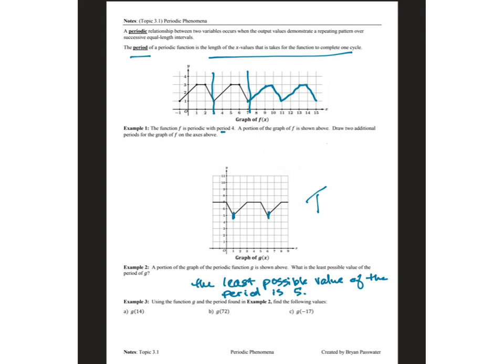Using the fact that it repeats every 5 counts, if I want to find g of 14 and I know g of 9, I could click out 5 times and I could see that's going to be back to g of 9. Can you agree with that? Or do you understand what I'm saying?